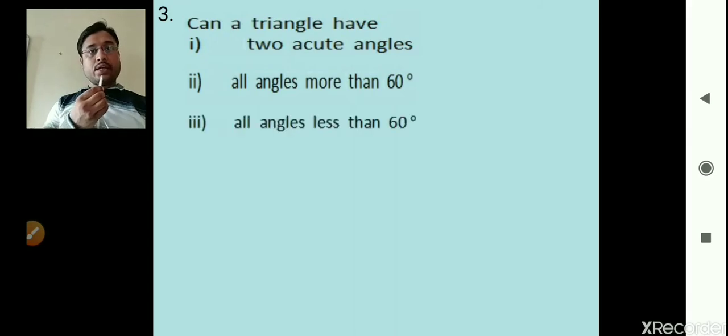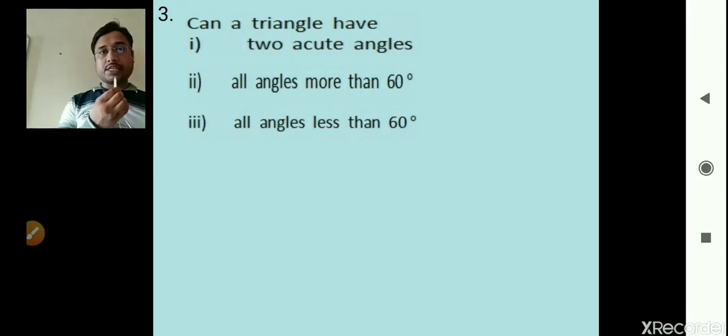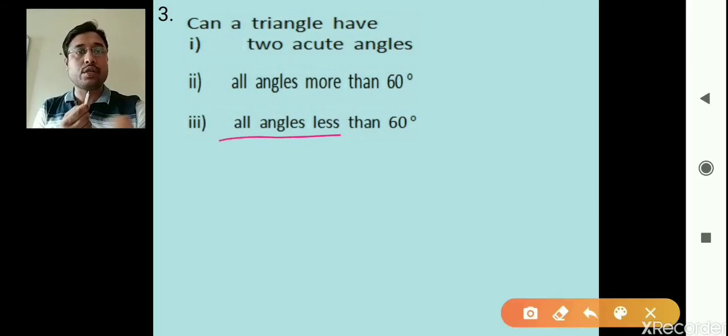Okay. Next, all angles are less than 60 degree. This is also not possible. You will say no, because if the measurement of each angle is less than 60 degree, then the sum of all the three angles will be less than 180 degree. That's why it is also not possible. You will say no for this also.